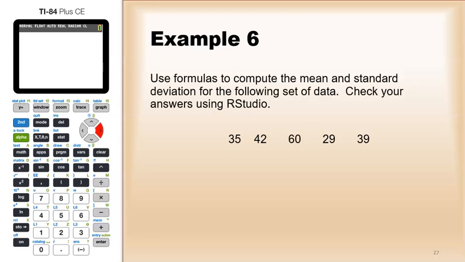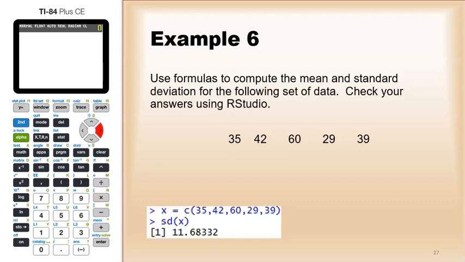Now let's take an example. I'll go ahead and start off doing this with a computer. So let's say we use formulas to compute the mean and standard deviation of the following set of data. Say my data set was 35, 42, 60, 29, 39. So 5 numbers. If you're using RStudio or some program, you'd first start off by defining your data set. So a command like x equals c(35, 42, 60, 29, 39). And then RStudio has this command called sd for standard deviation. So sd(x), and you get 11.68332, or 11.7.